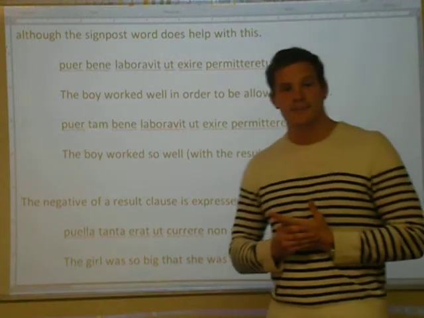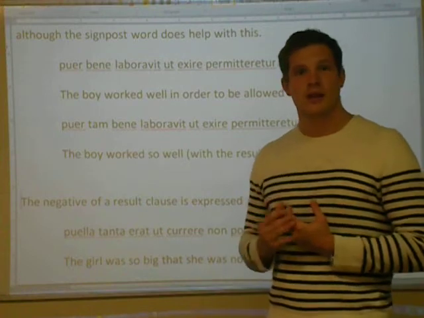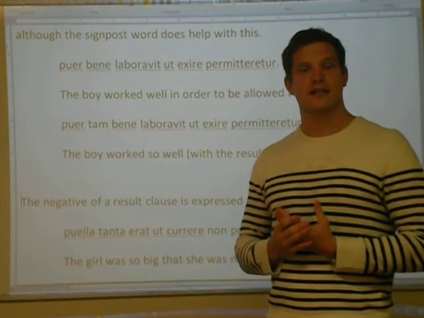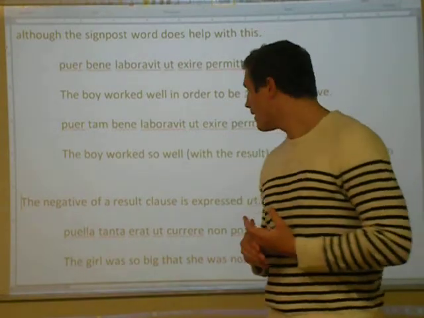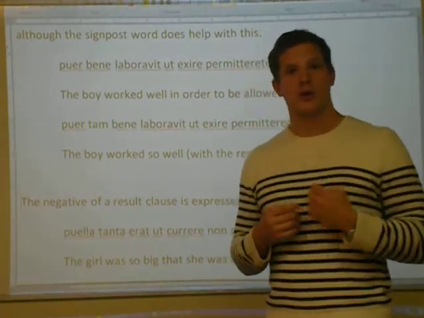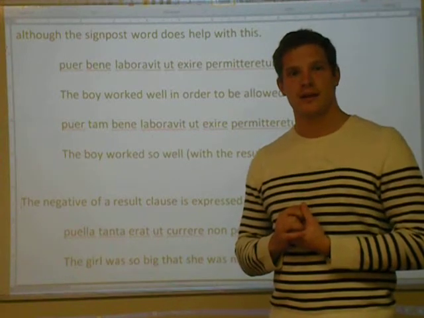So just to summarise, result clauses are fairly easy to recognise because of their signpost words. If you learn the vocab for the signpost words, then that is half the battle in translating a result clause. Then obviously ut, or ut, dot, dot, dot, non, with the imperfect subjunctive.